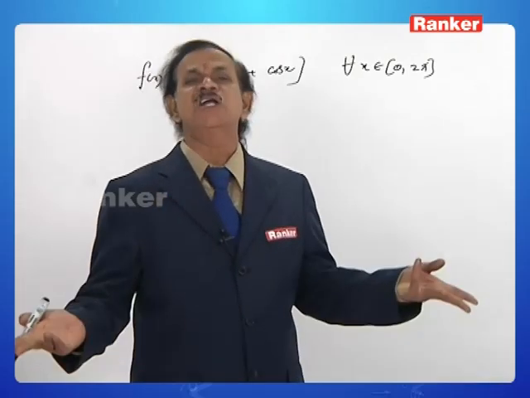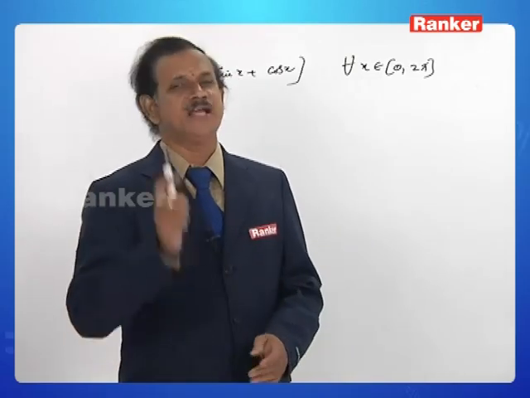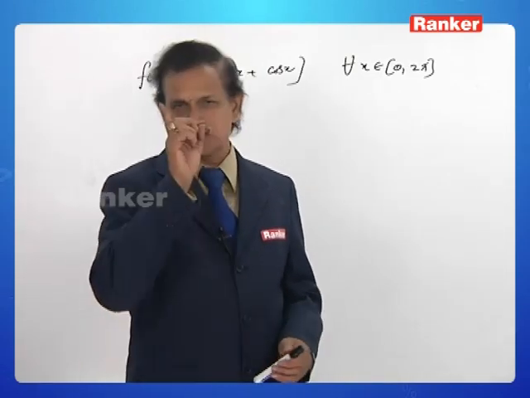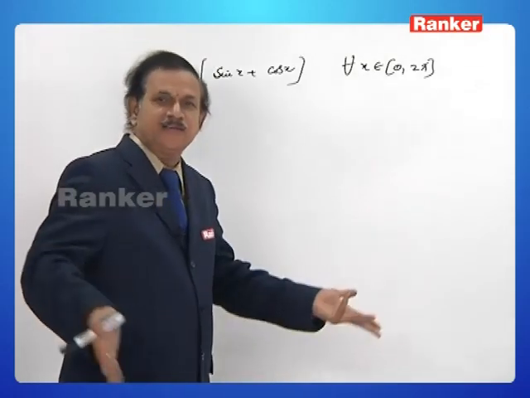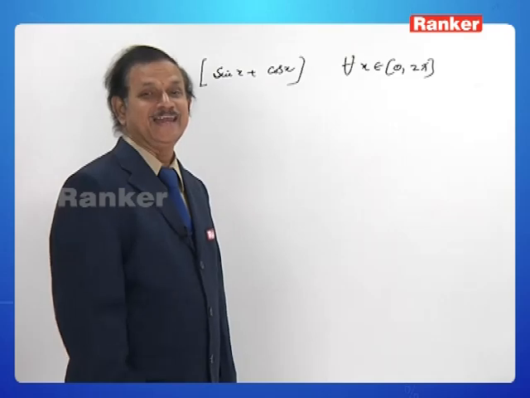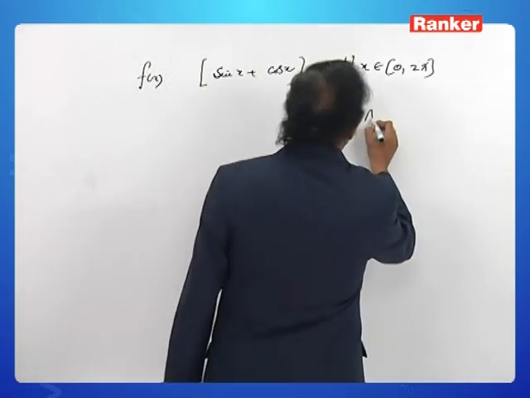Is it new work? No. The work has already been done. In continuity, we have noticed that there are 6 points of discontinuity, and those 6 points are again here the points of non-derivability also. Therefore, the answer is 6.